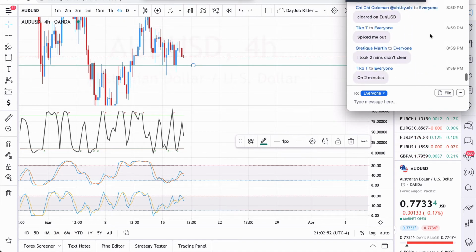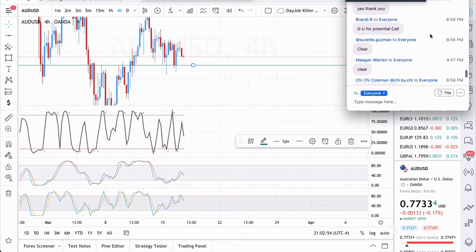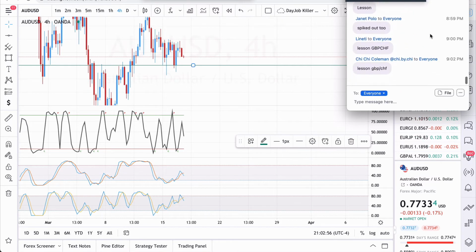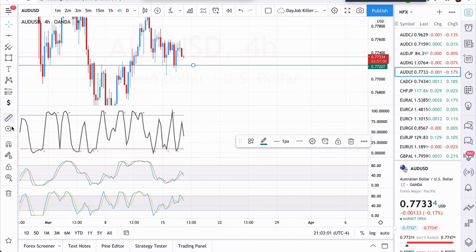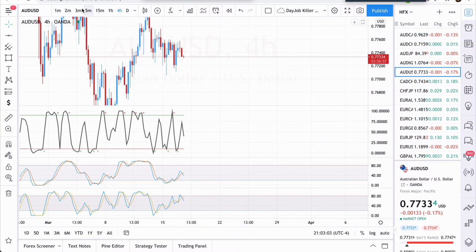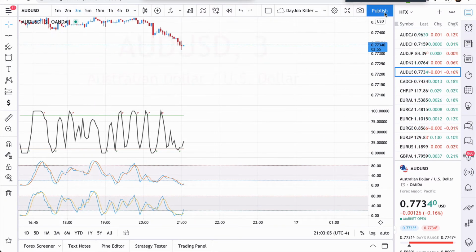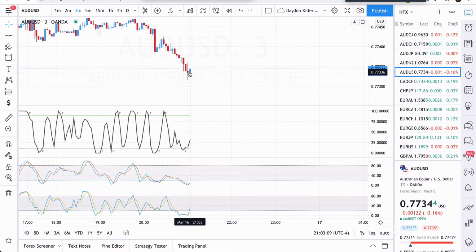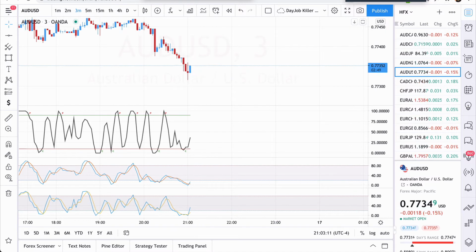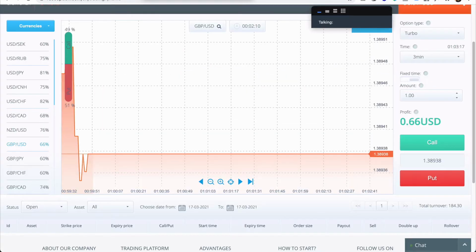So some people cleared GBP Chef. Some people spiked out. This happens. That's why you trade with proper risk management. All right, AUD USD. That's one I would take though. The Morningstar, see that push up? Which one was that? AUD USD?